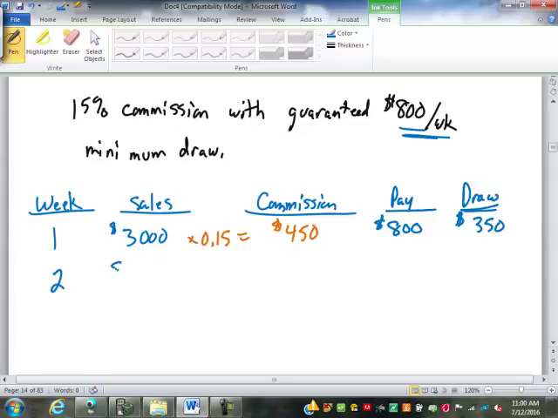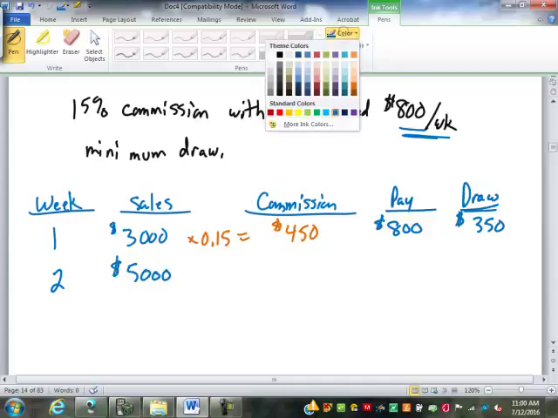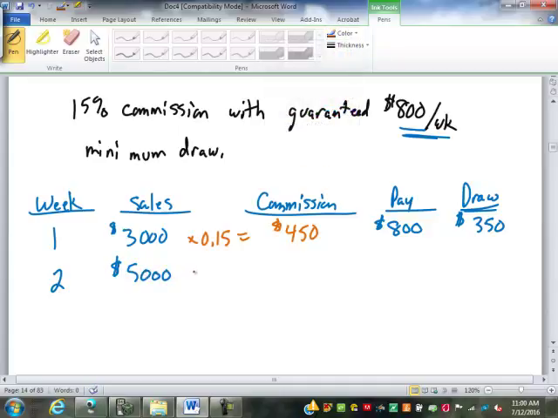Let's say in week 2, you get a little better. You now have $5,000 in sales in week 2. What is your commission? Well, 5,000 times 0.15 is $750. What are you going to get paid? $800. But again, you only earned $750, so 50 of that is a draw, which you now bring a draw balance of $400.